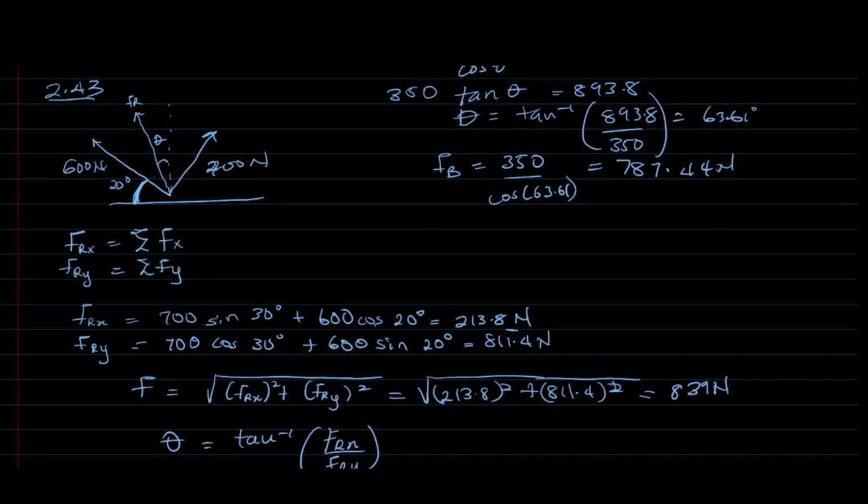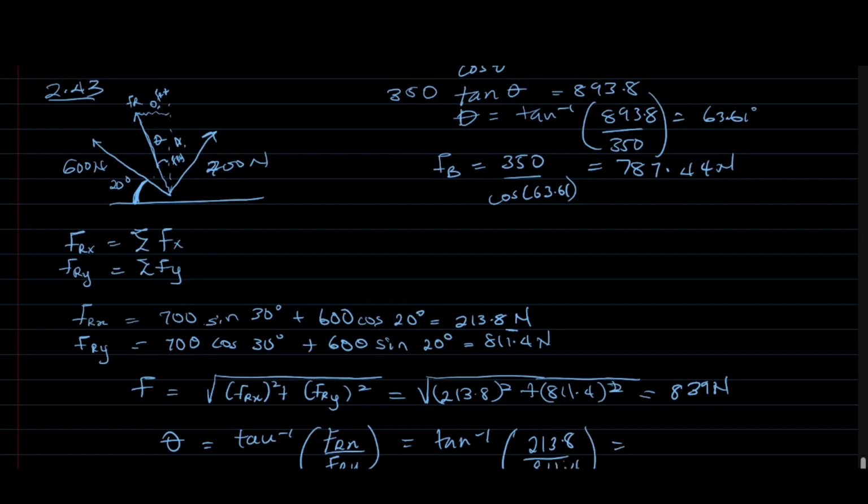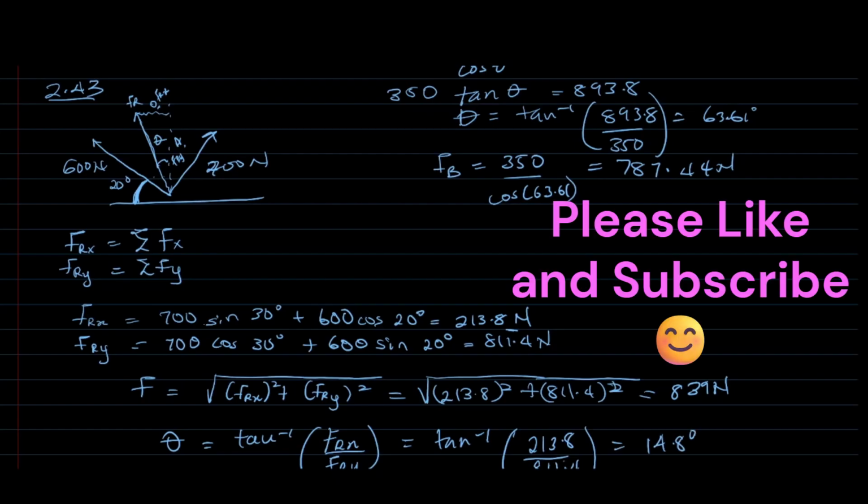Now for theta, it is simply the tan inverse of FRx over FRy. This is why if you look at this, tan is opposite over adjacent. This line is FR, that means this is FRy, and this will be FRx. So to be opposite over adjacent, FRx over FRy will be tan inverse of 213.8 over 811.4, and the final answer will be 14.8 degrees. So this is our final answer. We've gotten the answer for both parts.